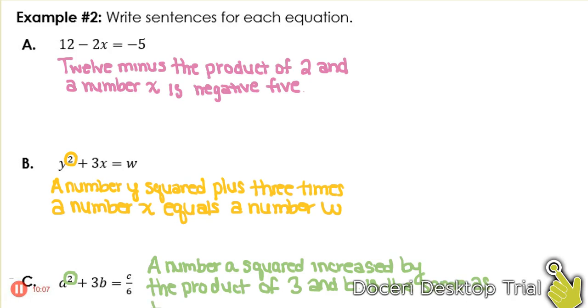and we'll say the quotient. Quotient means to divide, the answer to a division problem. The quotient of a number c and 6. So this is how you translate a math equation to a sentence, or a sentence to a math equation.